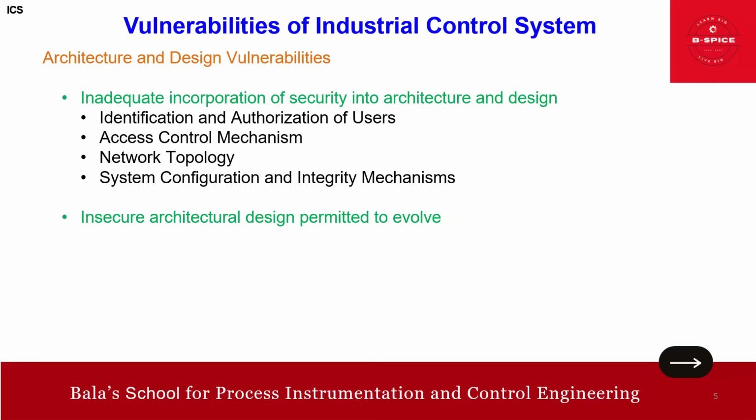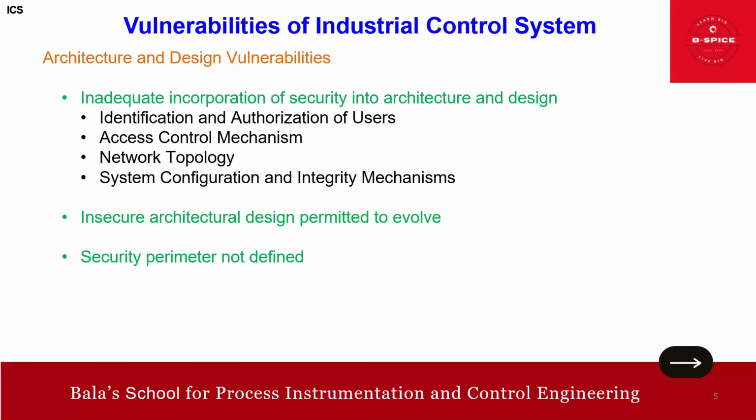Then the second point, insecure architectural design permitted to evolve. The network infrastructure of ICS has frequently evolved and adapted to meet business and operational needs, right? Often, sometimes, without sufficient consideration of the potential security consequences. Because of this, security vulnerabilities may have unintentionally emerged in certain parts of the infrastructure. So in the absence of corrective measures, these vulnerabilities could serve as a potential point of unauthorized access into the ICS. That is the point we should take.